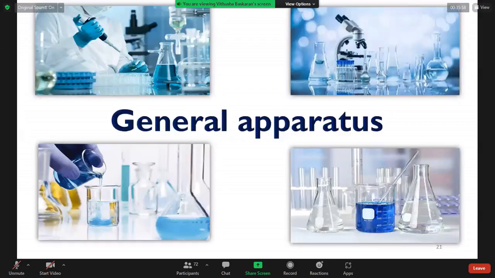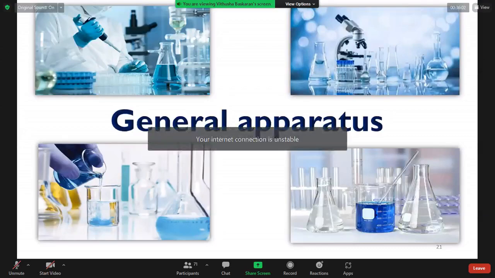Crucible. Okay. Test tube. Sucker like this. There are some general apparatus.